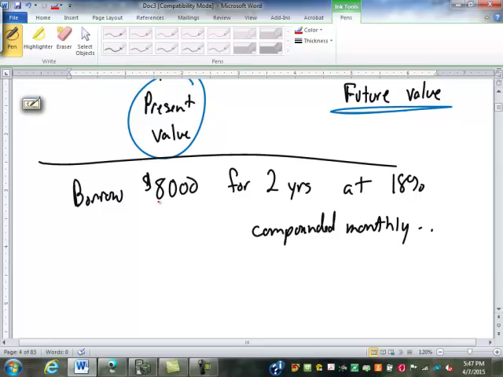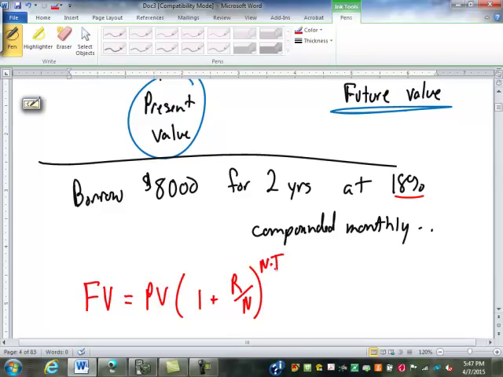Let's say you put an $8,000 balance on a credit card. 18% is actually not a terrible rate for a credit card. And you let it sit there for 2 years. How bad are you going to get hurt by that? Well, the future value is going to be the present value times 1 plus that annual percentage rate over N, where N is the number of periods per year. And up here we're going to do N times T, which is the number of periods per year times the number of years. T is the number of years.